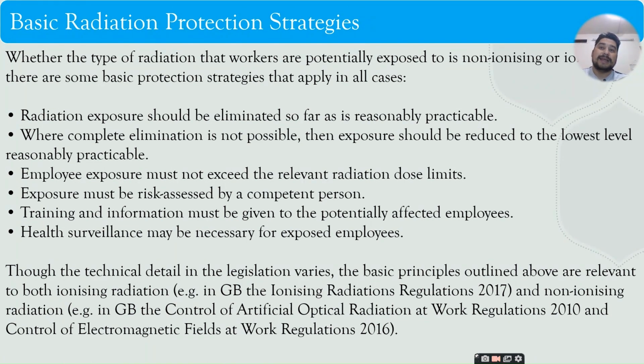Though the technical detail in the legislation varies, the basic principles outlined above are relevant to both ionizing and non-ionizing radiation. For example, in GB, Great Britain, there is the Ionising Radiations Regulations 2017, and for non-ionizing radiation, the Control of Artificial Optical Radiation at Work Regulations 2010 and the Control of Electromagnetic Fields at Work Regulations 2016. These are the regulations used in Great Britain, in the UK. You can go through these regulations and you may get some more information regarding radiation.